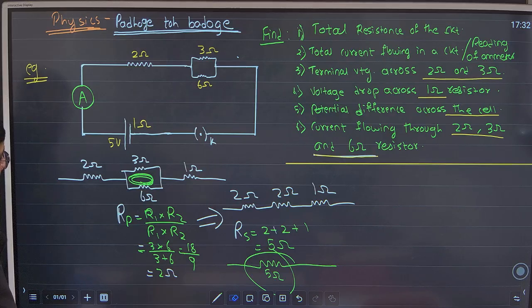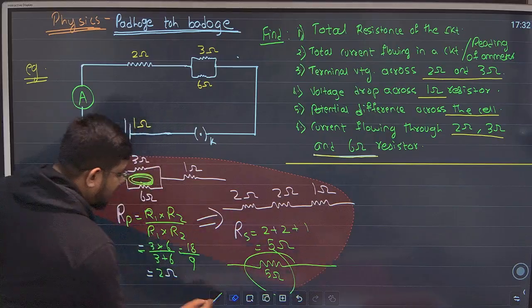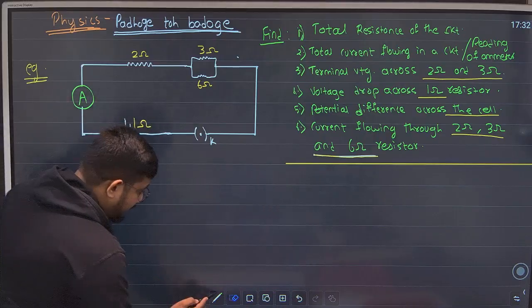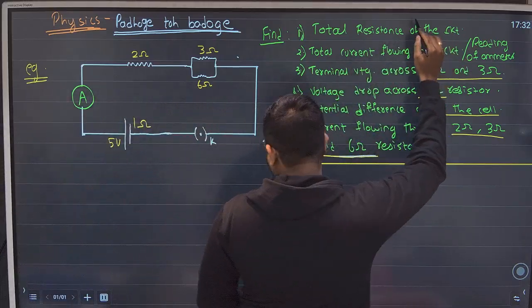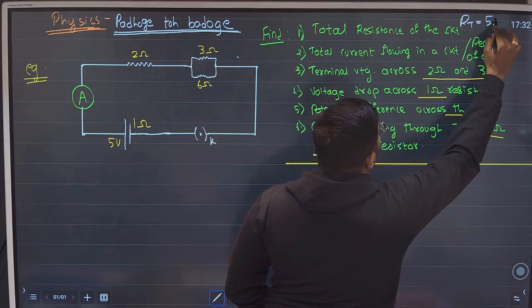So we got the first answer, total resistance as 5 ohm. We'll write the answer over here. We got total resistance as 5 ohm.